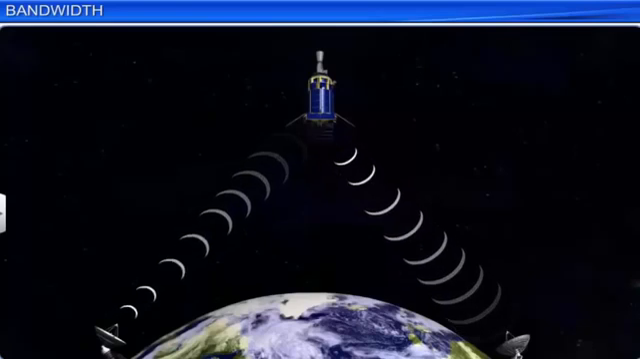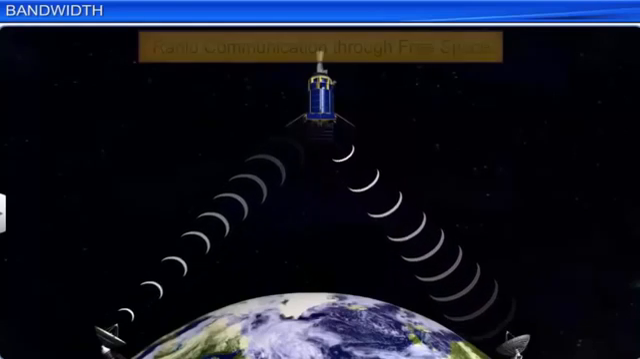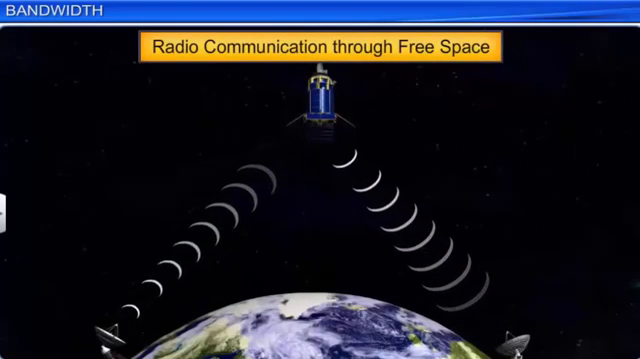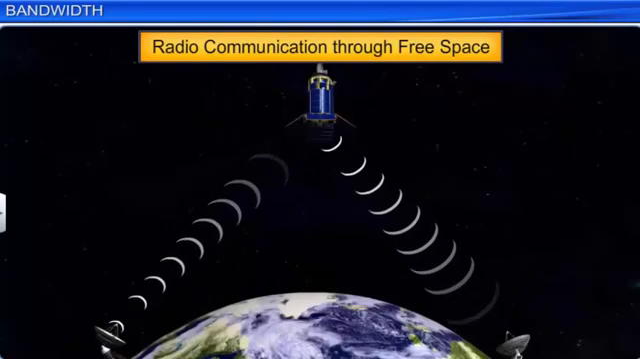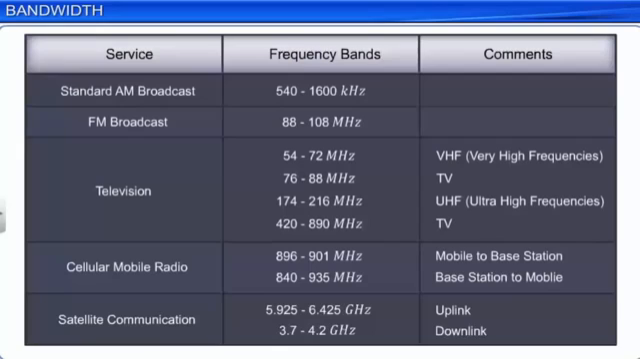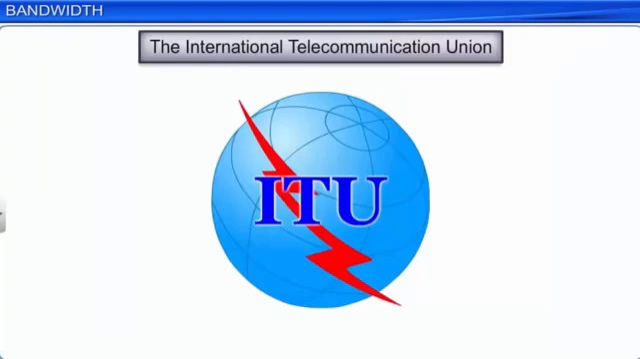Satellite communication systems use radio waves traveling through free space as a communication channel. Radio communication offers a wide range of bandwidths for important commercial communication systems, as shown in the table here. The allocation of bandwidths for radio communication is done as per international agreements and the International Telecommunication Union.